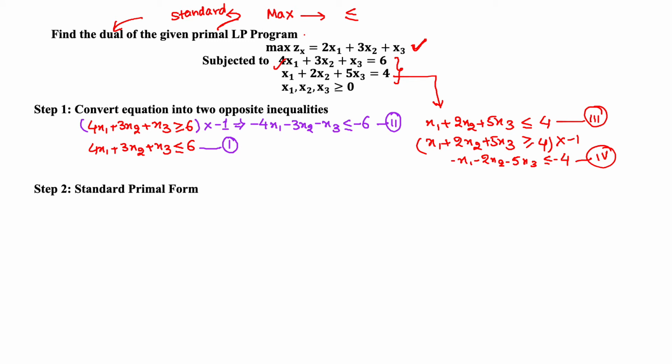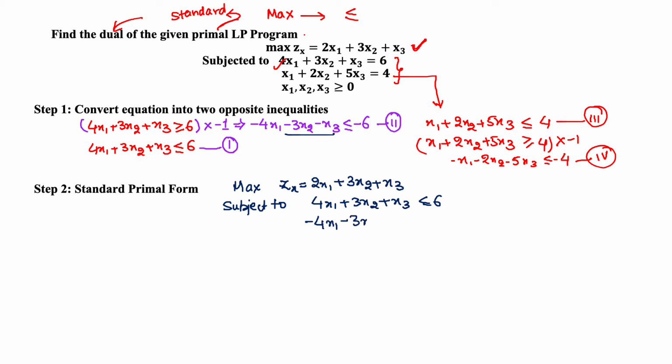So let me write my problem in this modified standard form, where my objective function will remain the same. Okay, and subject to constraint equations, now I will have 4 constraint equations. First is 4x1 plus 3x2 plus x3 less than or equal to 6. Second one is minus 4x1 minus 3x2 minus x3 less than or equal to minus 6.